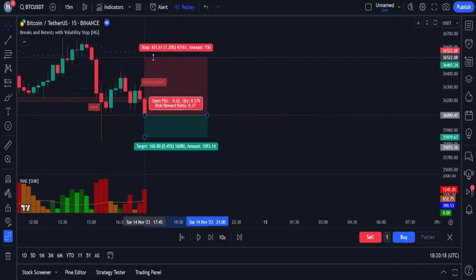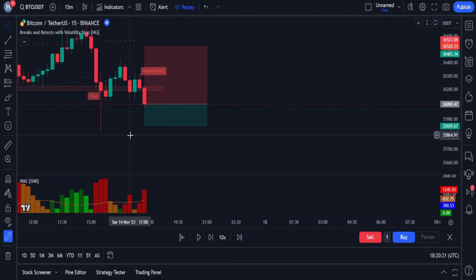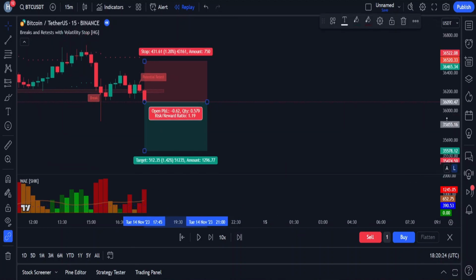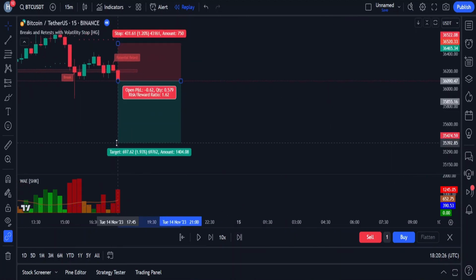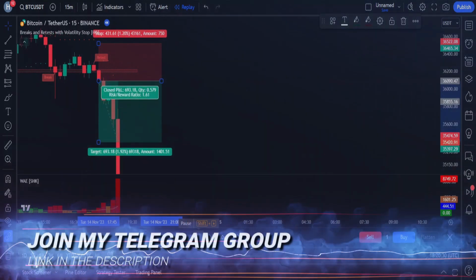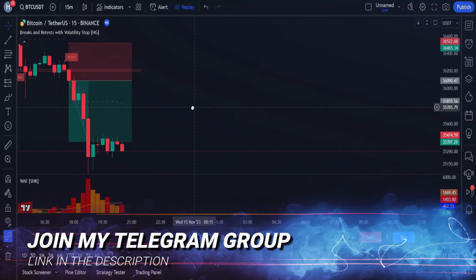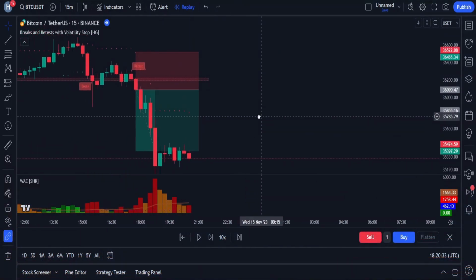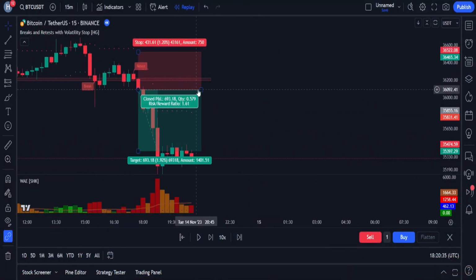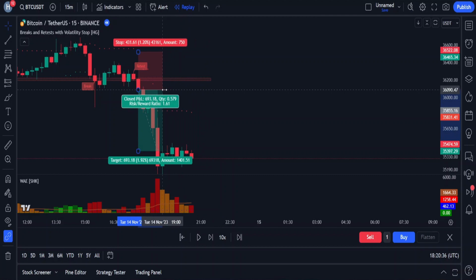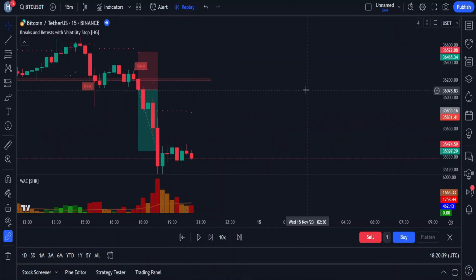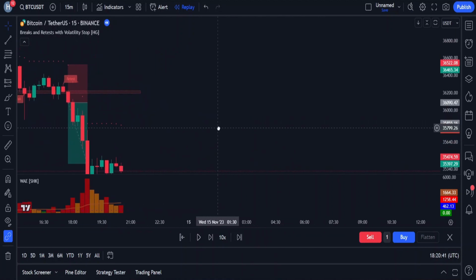The stop loss for a sell trade will be set at these dots, and the risk to reward ratio will be set at the same value of 1.6. Now let's see if the market will hit our target or not. As you can see, traders, the breaks and retests with volatility stop indicator is a very helpful tool to analyze market behavior on a deeper level. Definitely give it a try, but don't skip the back testing and forward testing steps.